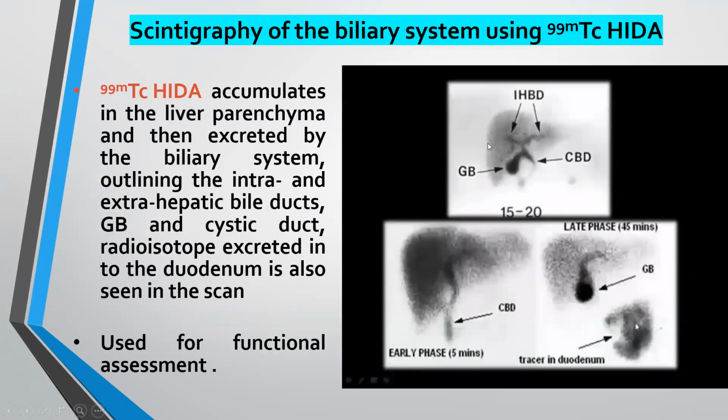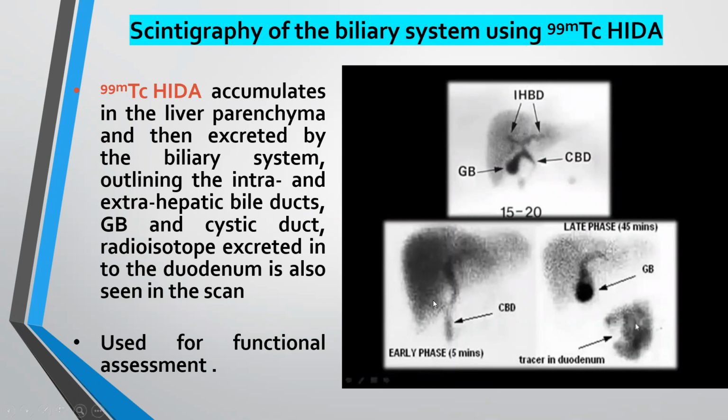Scintigraphy of the biliary system using technetium-99m HIDA scan. This radioisotope tracer accumulates in the liver parenchyma and is then excreted by the biliary system, outlining the intra- and extrahepatic bile ducts, the gallbladder and the cystic duct. Then the radioisotope is excreted into the duodenum. It's used for functional assessment in cases of biliary atresia.